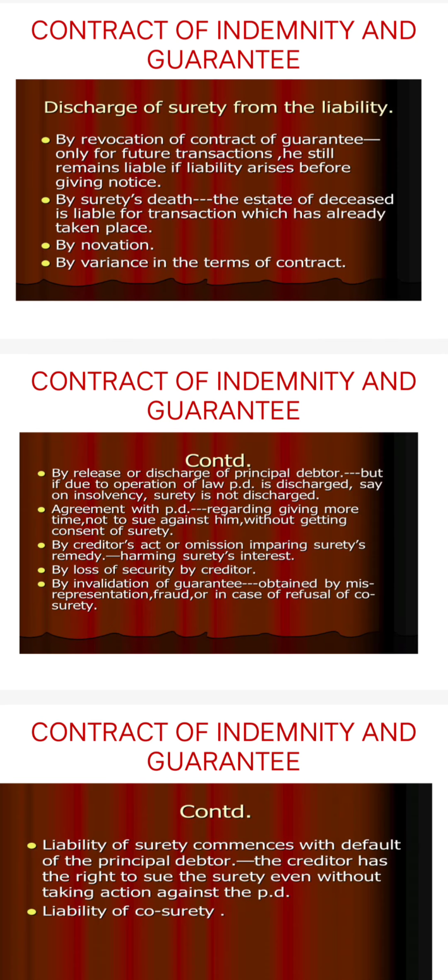Next, discharge of surety from the liability. By revocation of contract of guarantee only for future transaction, he still remains liable if liability arises before giving notice. By surety's death, the estate of deceased is liable for transaction which has already taken place. By novation. Next, by variance in the terms of contract. These are all discharge of surety from the liability.